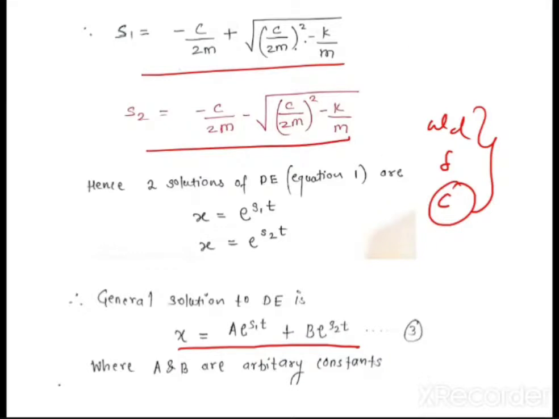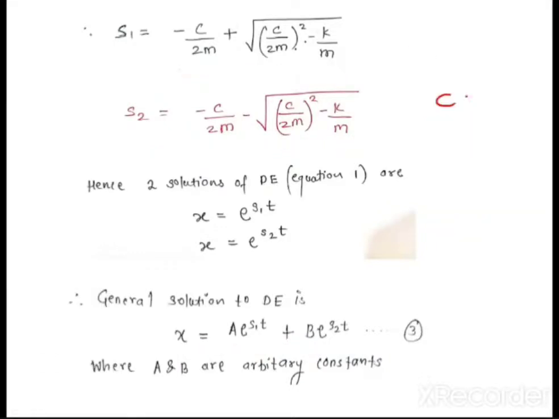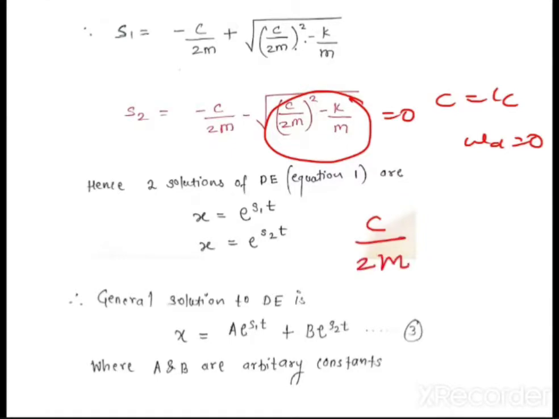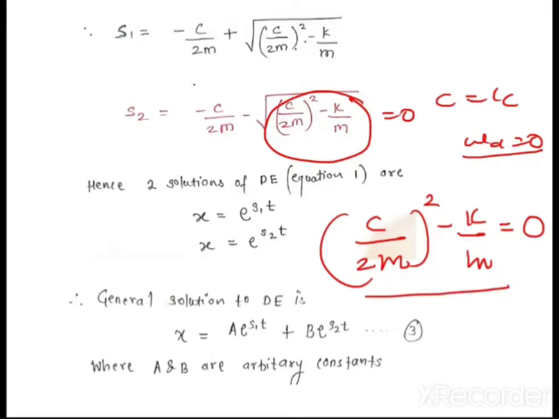Now, as I said earlier, guys, C is equal to Cc when omega d is equal to 0. So mathematically, when this term becomes 0, what is this term? C upon 2m, bracket squared, minus k upon m. This term becomes 0, right? Means when will omega d be equal to 0? When this term is 0, that is, the term in the two roots S1 and S2, that term becomes 0, then your omega d becomes 0 and C is equal to Cc, right?